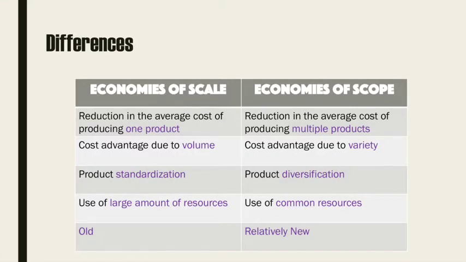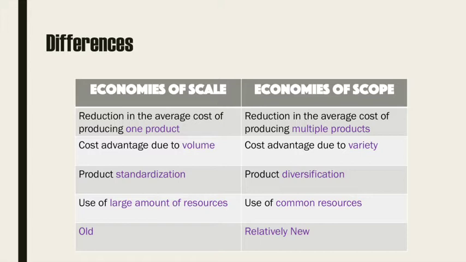I highlight the differences between each strategy. First, in economics of scale, the average cost of producing a product is reduced. On the other hand, economics of scope is in the cost of producing multiple products. Second, in economics of scale, the firm gains cost effectiveness due to the volume. However, cost effectiveness in economics of scope is due to the variety offered. Third, economics of scale involves product standardization, while economics of scope involves product diversification.